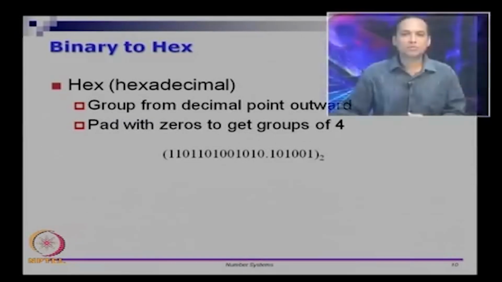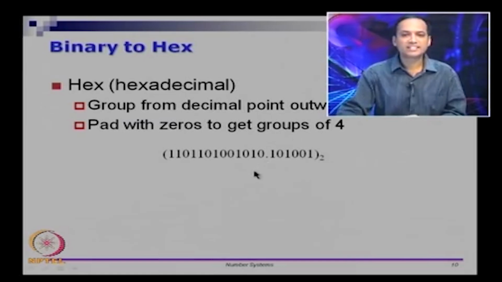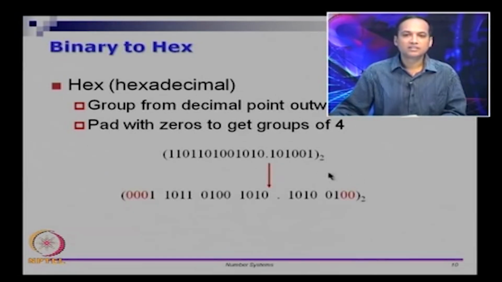You group from the decimal point outward, but pad with zeros to get groups of 4. So what it essentially says is you start from the decimal point and you move outward. Outward meaning you move left for the integer part and right for the fractional part. So you start from here and you take 4 bits at a time and group them. So this 1010 is a group of 4 bits, then this 0100 is a group of 4 bits, then you have 1011 as a group of 4 bits, and you will have just one in this example left out. You pad the zeros to the left of that.